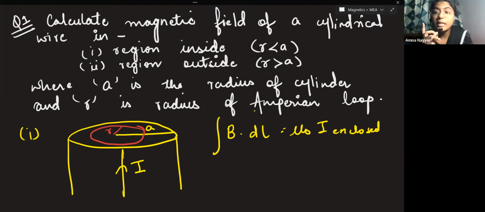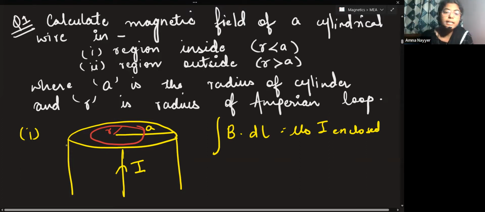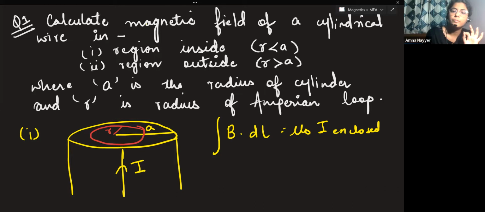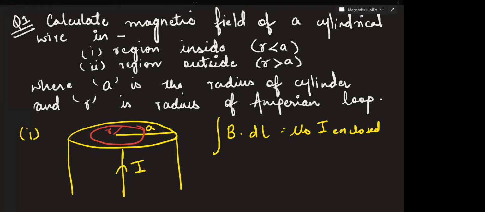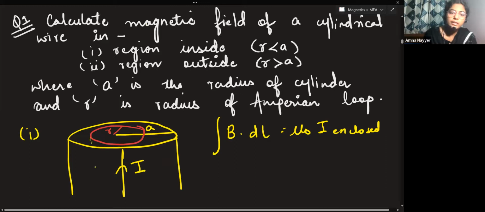Now I enclosed, see, total current is this. So can you tell me, can I take I enclosed as capital I? Yes or no? Yes, teacher. I can take it. See, in this region only, this is my Amperian loop. So I enclosed will be what? The current that is enclosed within the Amperian loop. So is current I enclosed within the Amperian loop, or is some current here also?